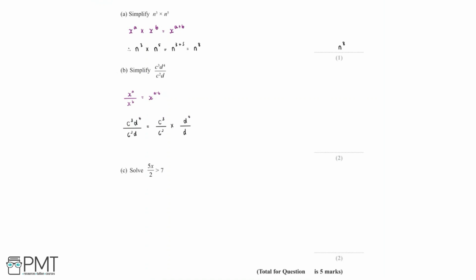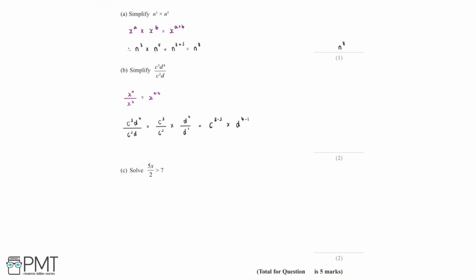But before we apply this index law, let's write our fraction in a different way. We can say that c to the power of 3 d to the power of 4 divided by c squared d is equal to c to the power of 3 divided by c squared, all multiplied by d to the power of 4 divided by d. Now let's apply the index law. c to the power of 3 divided by c to the power of 2 would be equal to c to the power of 3 minus 2. Now d can be written as d to the power of 1, and so d to the power of 4 divided by d to the power of 1 would be equal to d to the power of 4 minus 1.